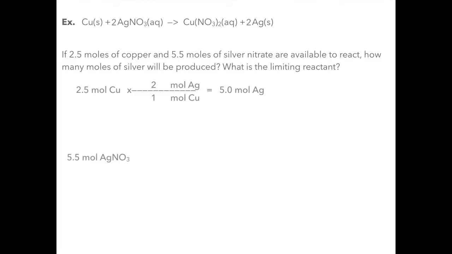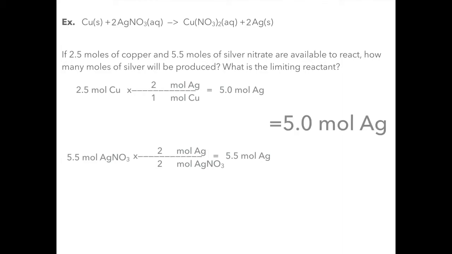My other reactant, which is 5.5 moles of silver nitrate, I'm going to convert. I'm going to put moles of silver nitrate on bottom, moles of silver up top. Okay, there are 2 moles of silver nitrate for every 2 moles of silver. And so I find that 5.5 moles of silver nitrate will produce 5.5 moles of Ag. So one produces 5 moles of silver, one produces 5.5. So how many moles are actually produced? 5, just like with the s'more example.